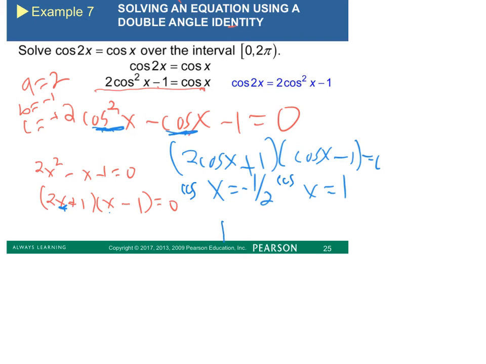Where is cosine negative? Here and here. We don't want the negative angle because he's only going from 0 to 2 pi. So what angle is cosine equal to a half? Wait, he said negative. Cosine's negative, sorry. Here and here.